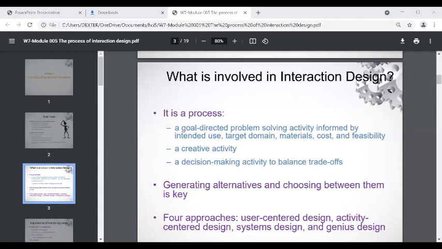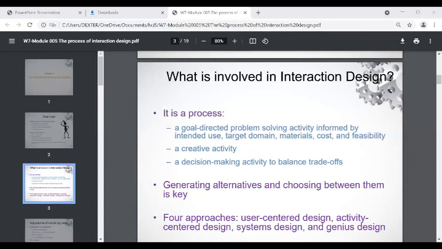Sapper suggests four main approaches to interaction design, each of which is based on a distinct underlying philosophy: user-centered design, activity-centered design, system design, and genius design. He acknowledged that the purest form of each is unlikely to be realized and takes an extreme view of each in order to distinguish between them.